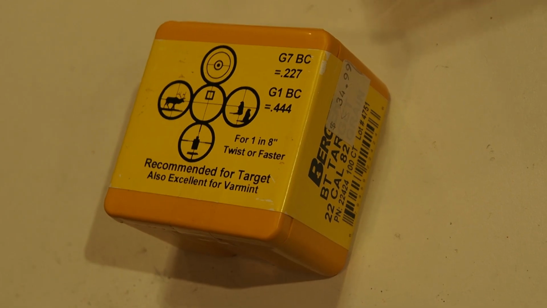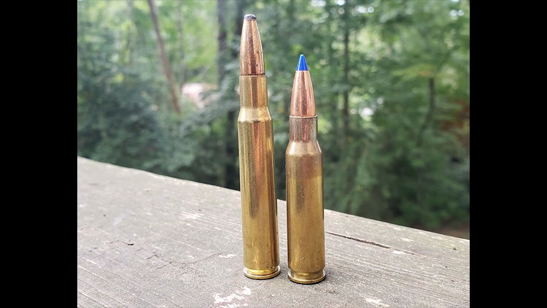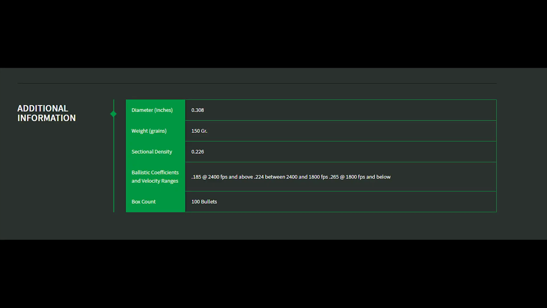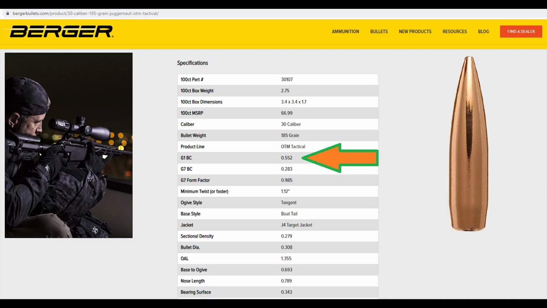If the same projectile is being used in both cartridges, then certainly the 30-06 would win, so in this sense, the original assumption would be correct. But what if we use different projectiles in each cartridge? In the next example, we'll compare a low BC Sierra 30 caliber 150 grain FN in the 30-06 to the use of a higher BC Berger 185 grain Juggernaut in the 308.